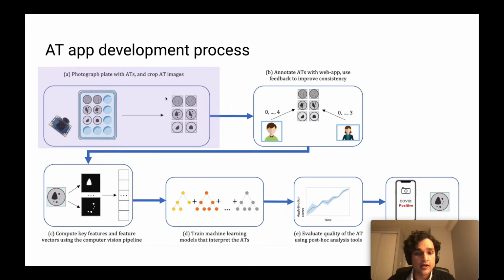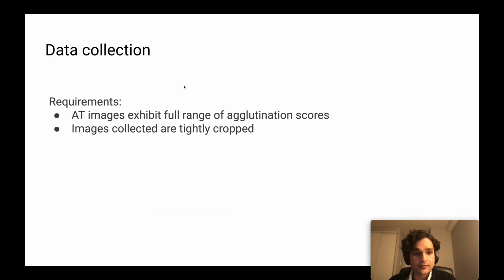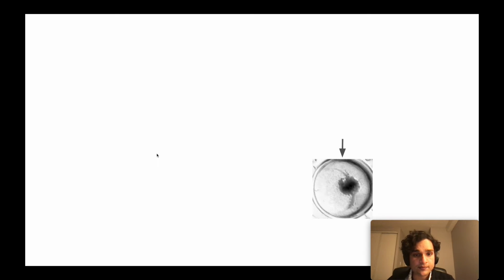So the first step of the development process is data collection. And we really only have 2 constraints for this process. We require that the agglutination test developer collects images that exhibit a full range of agglutination scores, so that a machine learning model has enough labels to learn. So for instance, a machine learning model needs to know what an agglutination score of 0 looks like and what a score of 4 looks like. And our second requirement is that the images collected must be tightly cropped around the agglutination test boundaries.